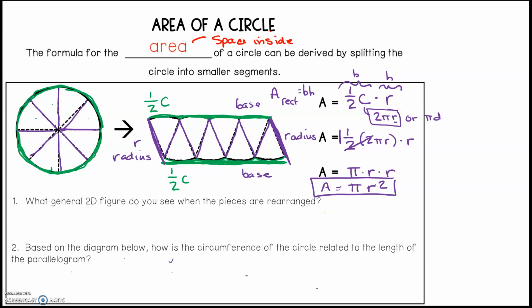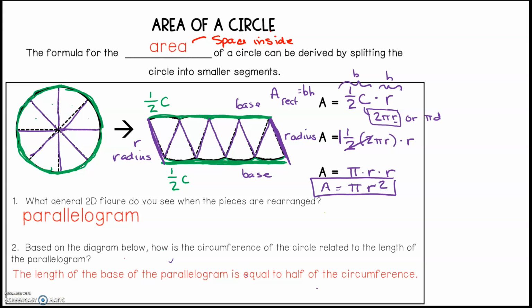So what general 2D figure do you see when the pieces are rearranged? We see a parallelogram. And then based on that, how is the circumference of the circle related to the length of the parallelogram? Well, the length of the base of the parallelogram, that's the green part, is equal to half the distance around the circle, or half the circumference of the circle. Okay, that's kind of where all that comes from.